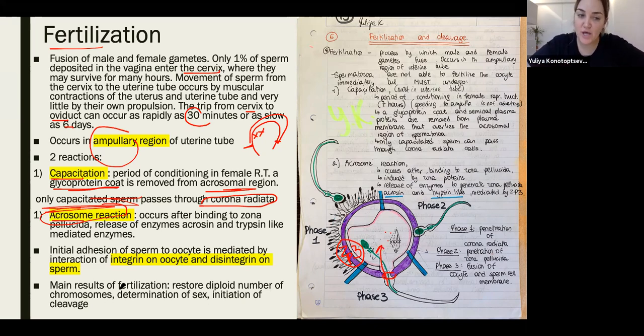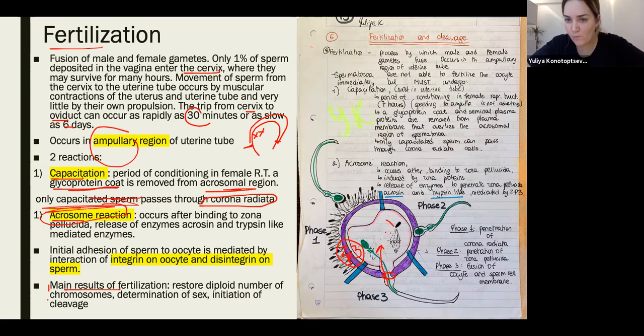What are the main results of fertilization? This is a question in the exam. First of all, we restore the diploid number of the chromosomes, because when the two nuclei fuse, when the nucleus of the spermatozoa fuses with the nucleus of the oocyte, we now have a fertilized oocyte.